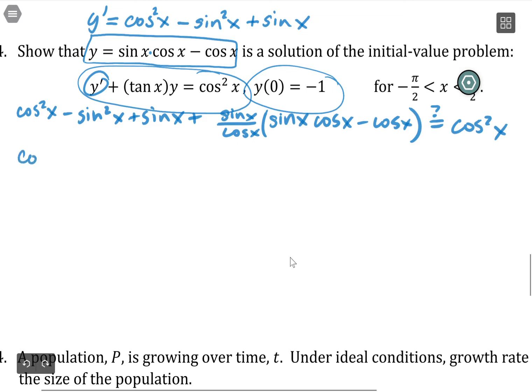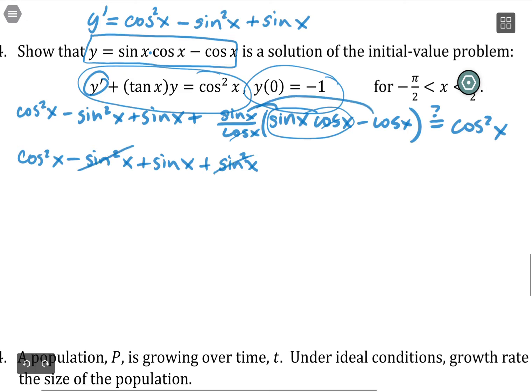So out here we'll still have cosine squared x minus sine squared x plus sine x, but as we distribute sine x times cosine x, when we multiply that, the cosines are going to cancel out, and we'll be left with sine squared x. Ooh, and I like that. We can cancel those out. And then when we distribute through to the second one, the cosines will cancel again, and we'll just be left with minus sine x, which I also like because that crosses out. And it turns out that it is, in fact, true that that checks out.